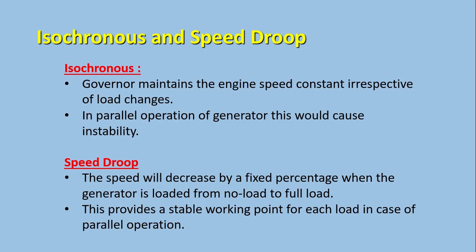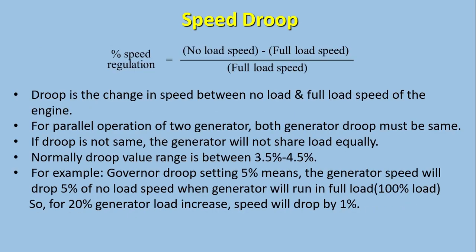The speed droop governor is one where the speed will decrease by a fixed percentage when the generator is loaded from no load to full load condition. This provides a stable working point for each load in case of parallel operation. So from the next slide we will discuss this.